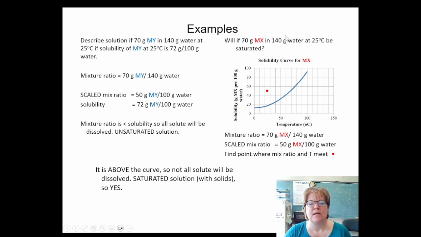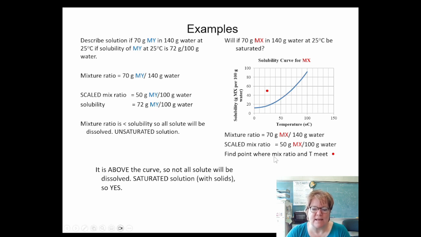Or I could have asked you with a curve, will 70 grams of Mx in 140 grams of water at 25 degrees Celsius be saturated? Or I could ask you to describe it. So I would look here. To use this chart, which is in per 100 grams, I'm going to scale 70 per 140 to how many would it be per 100? And I get 50 grams per 100 grams, because it's the same numbers we just did. So then I would find where 50 is on the chart. Note that it's above the curve. That means that there is more than can be dissolved, which means this is going to be saturated but heterogeneous.